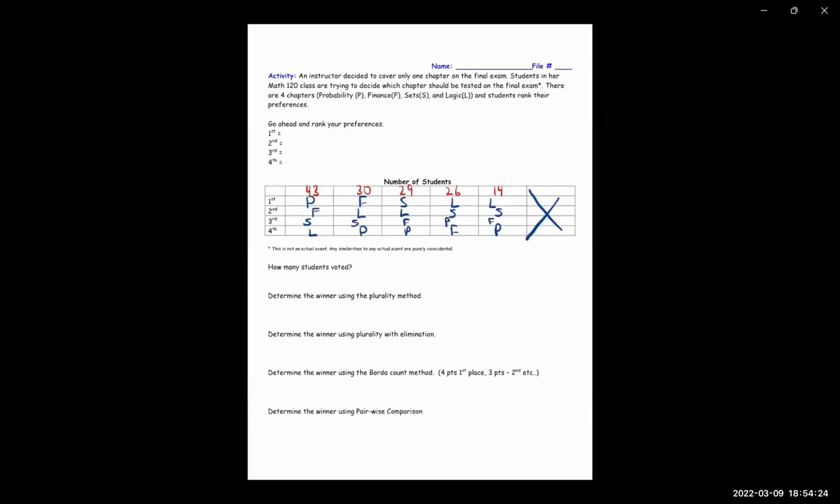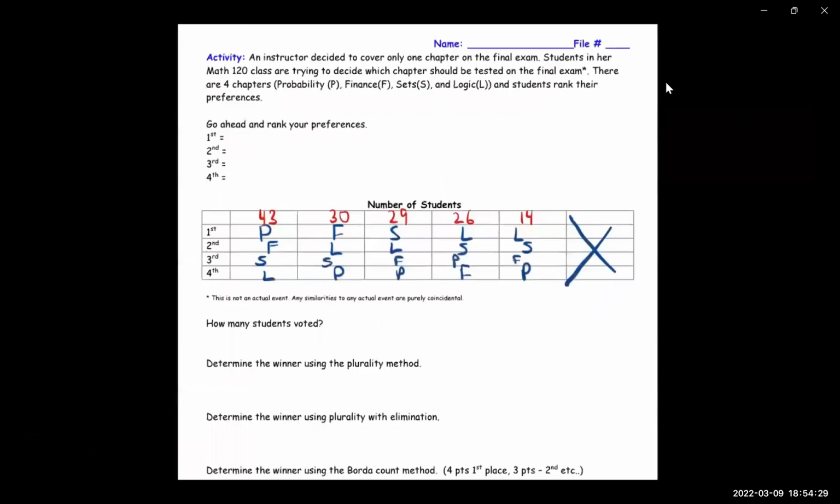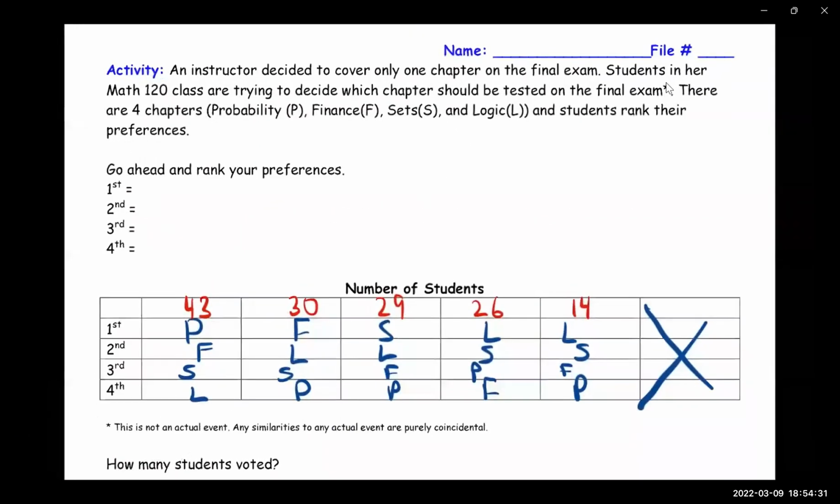All right, so I've already filled in the numbers that I want you guys to use. Let's see. There we go. So let's just read this.